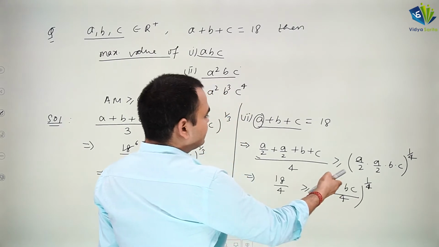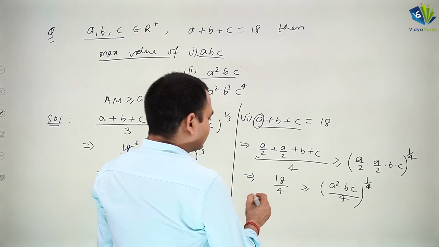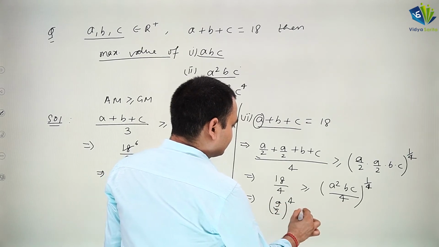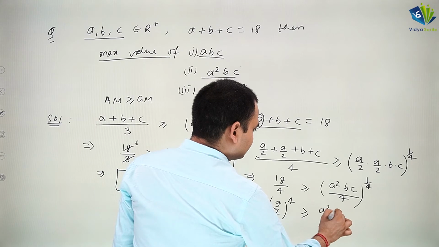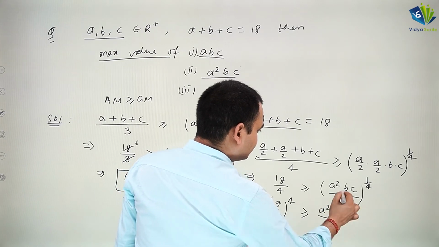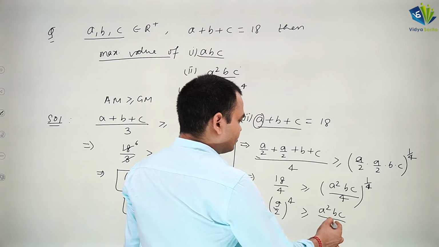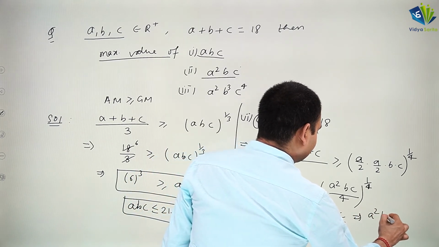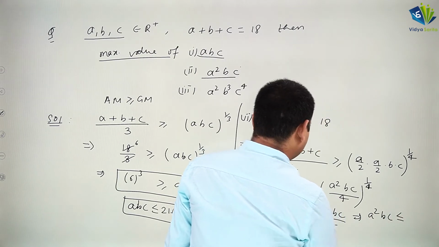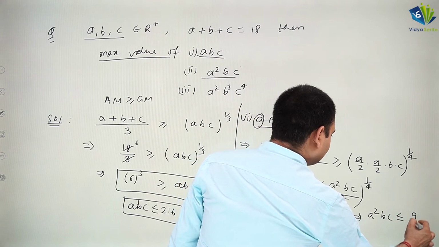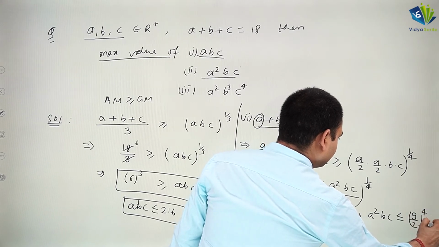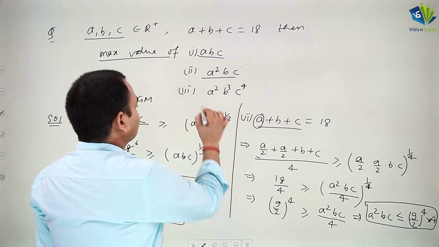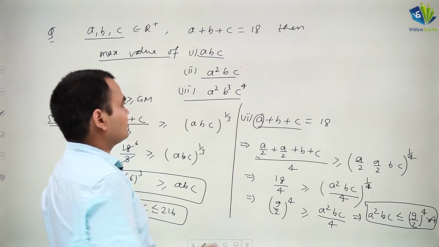Now how to get the maximum value of a square bc? So first of all, this is (9/2) to the power 4 greater than or equal to a square bc upon 4. Okay, now carry this to the other side, so you will get a square bc less than or equal to (9/2)^4 into 4. So that is how we can calculate. The third part you can do yourself, very easy.